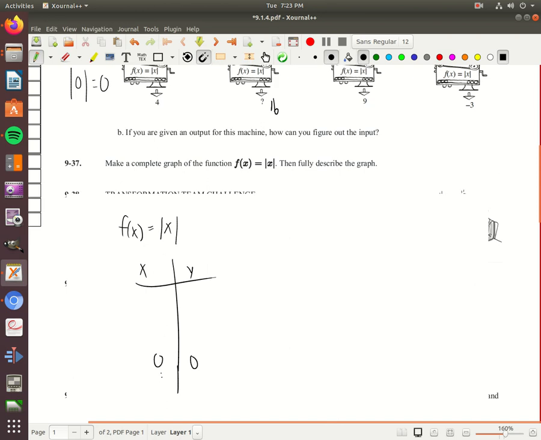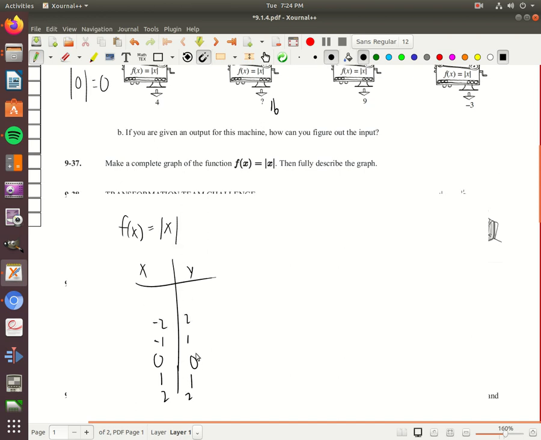But if I plug in 1, the absolute value of 1 is 1. Well, how about if I go backwards and plug in negative 1? What's the absolute value of negative 1? It's also 1. And what about 2? If I plug in 2, the absolute value of 2 is 2. And the absolute value of negative 2 is also 2.